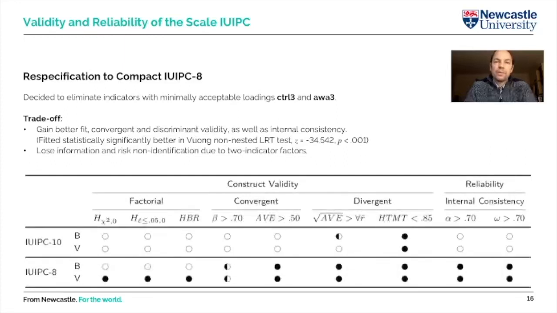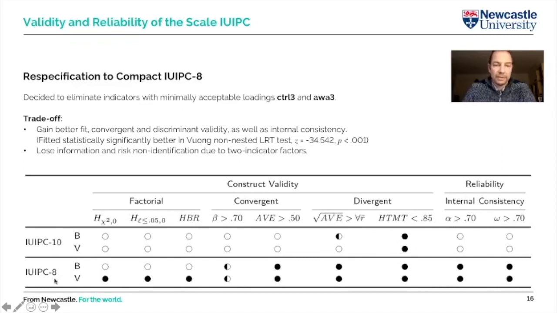Now, if you're comparing the IUIPC 10 version, the original, and IUIPC 8, we see the following. You have IUIPC 10 over here with both samples, B and V, and IUIPC 8 below, again with two samples. Now for the factorial validity, both samples failed to show that the model is sound for IUIPC 10, and we have problems with convergent validity as well as a bit of a toss-up for discriminant validity. Again, reliability, internal consistency has failed here.